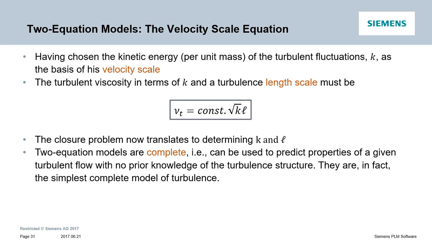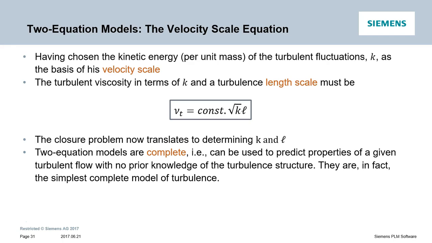And these two equation models are complete models in the sense that they can predict properties of a given turbulent flow with no prior knowledge of turbulence structure. They are in fact the simplest complete models of turbulence, while for one equation models, we'll still need to provide some length scale information directly or indirectly.